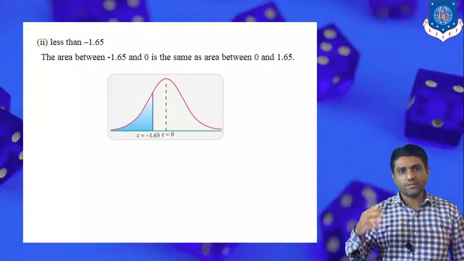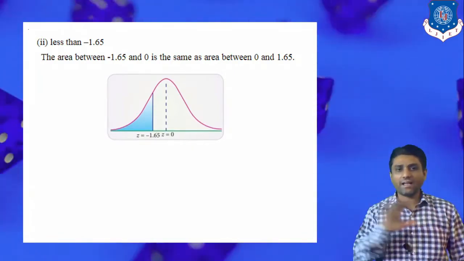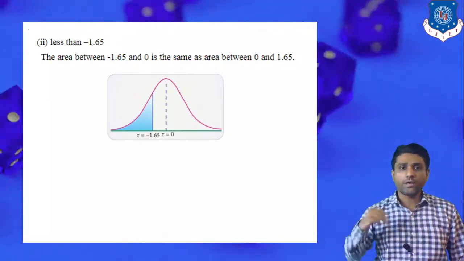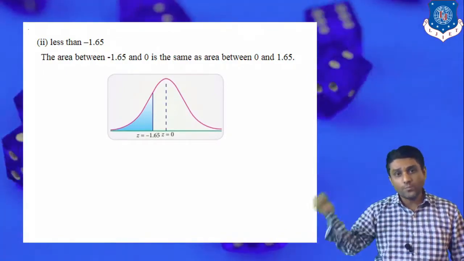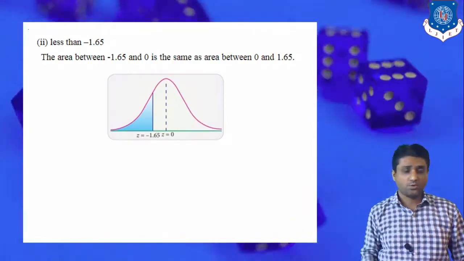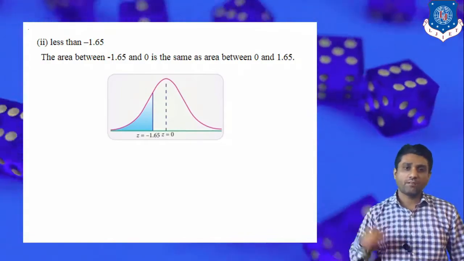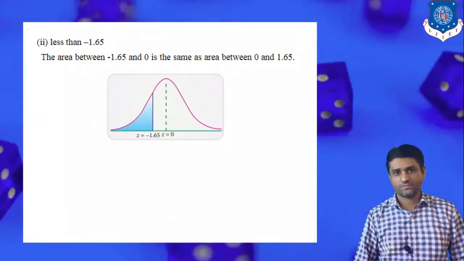Whenever we have to see the probability in the standard normal table, there is nothing like a negative value. We cannot see the value of z when it's negative 1.65. So in the z distribution table there is nothing like a negative value.